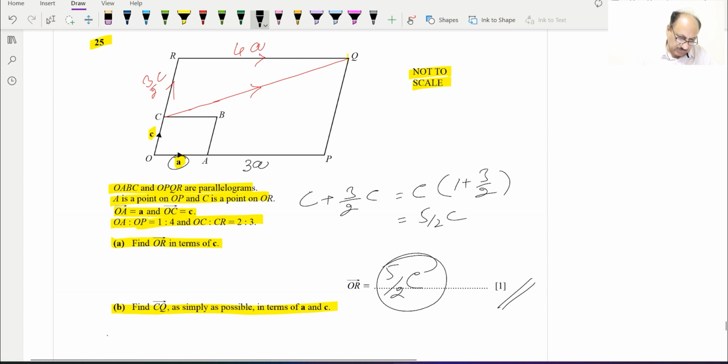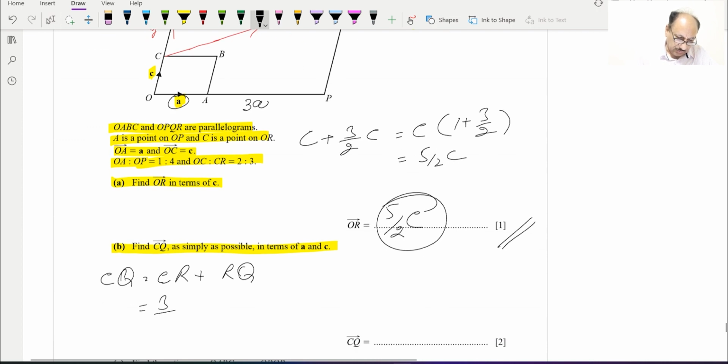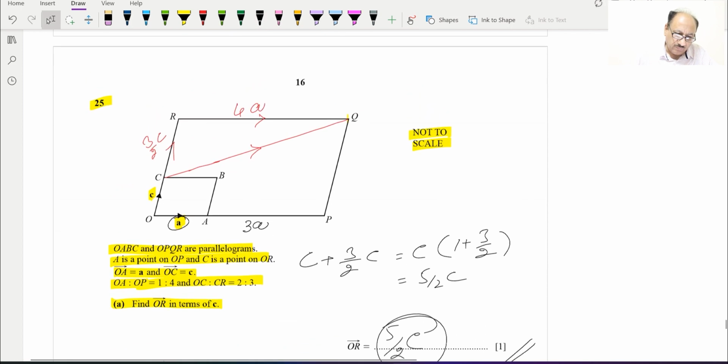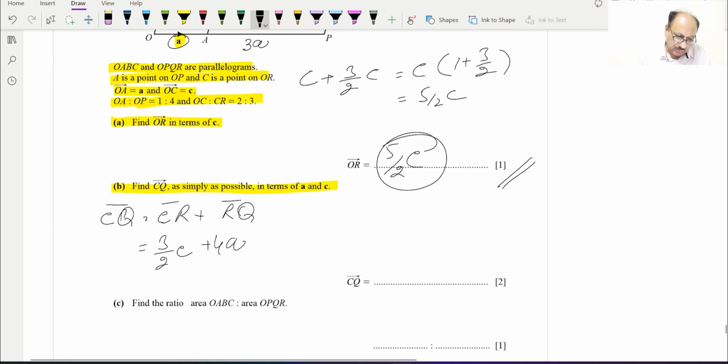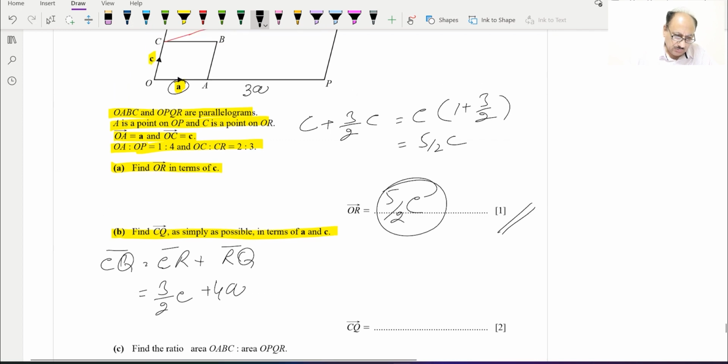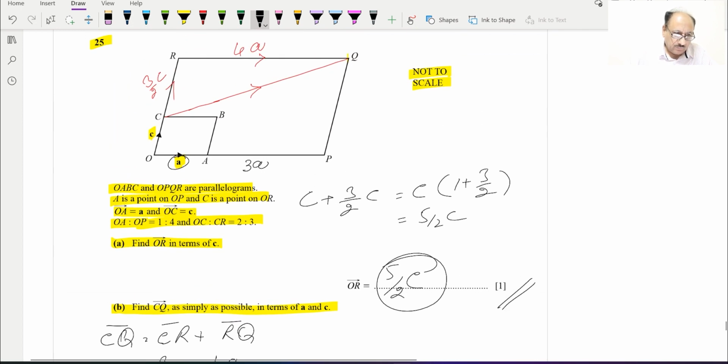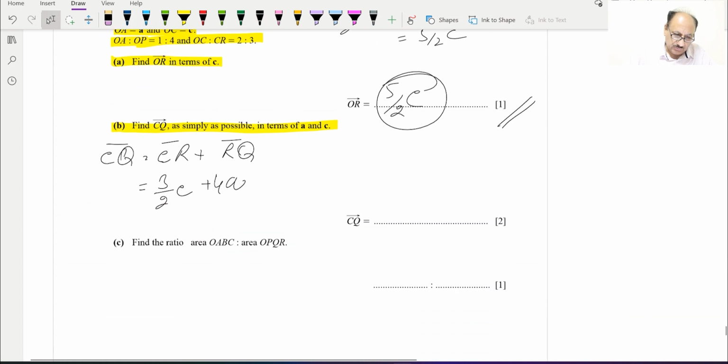So we can write CQ is equal to CR plus RQ, and CR is 3/2C, and RQ will be 4A. So this will be 4A plus 3/2C. In alphabetical order, we can write it like this, and this will be for 2 marks.